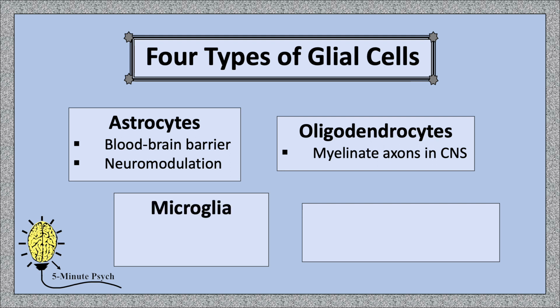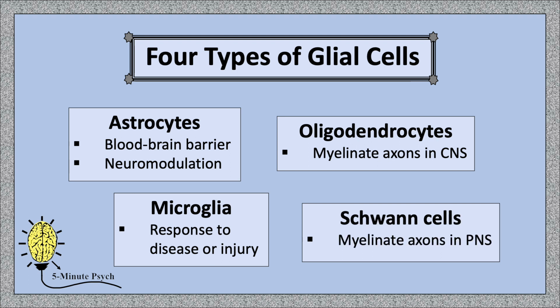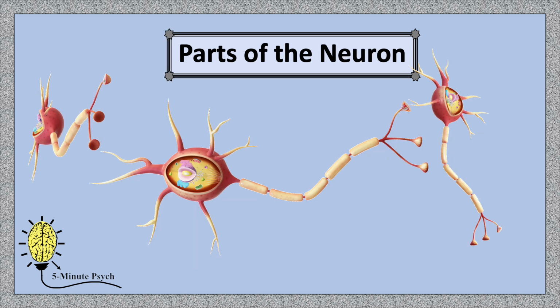There are also microglia that work to remove any cells in the central nervous system that are damaged by injury or disease. Finally, there are Schwann cells that function by myelinating the axons of neurons in the peripheral nervous system with an insulating coating. So they're very similar to oligodendrocytes, just located in the peripheral nervous system instead of the central nervous system.